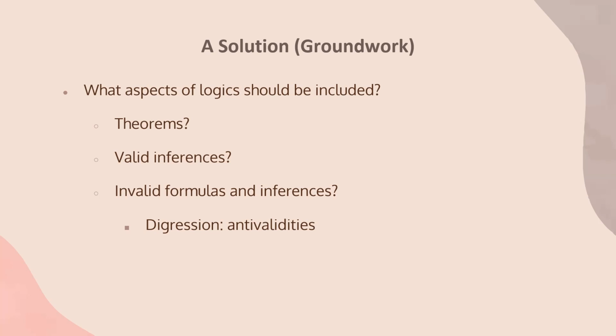What I'll do is include discussion of theorems, valid inferences, and invalid formulas and inferences. This decision is largely for simplicity, because that's the bare minimum we need. We can include discussion of anti-validities if we want, and we would add an anti-validity operator. So we had the validity, invalidity, and contingent fact operators. We could add an anti-validity one if we want to say that a formula is anti-valid at a world. But I'll avoid that in this talk just for the sake of simplicity.